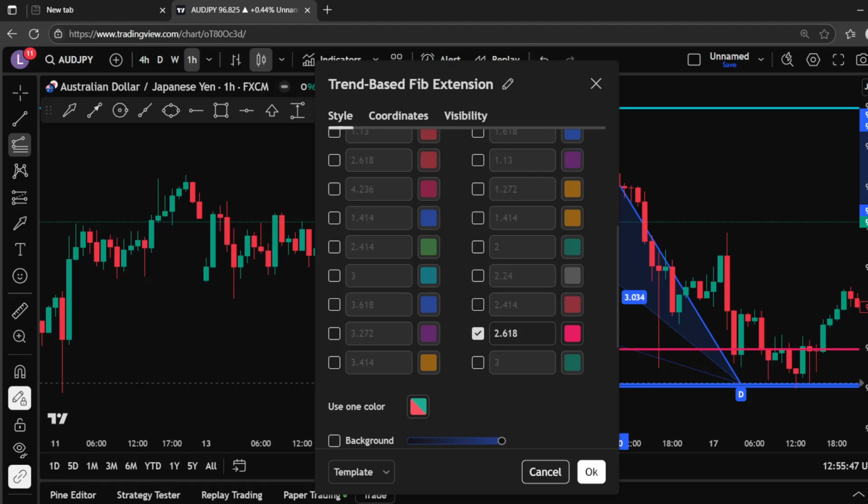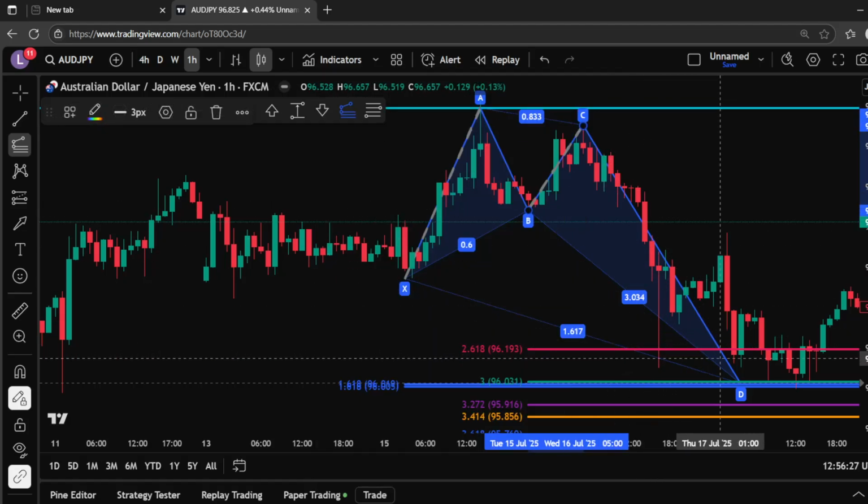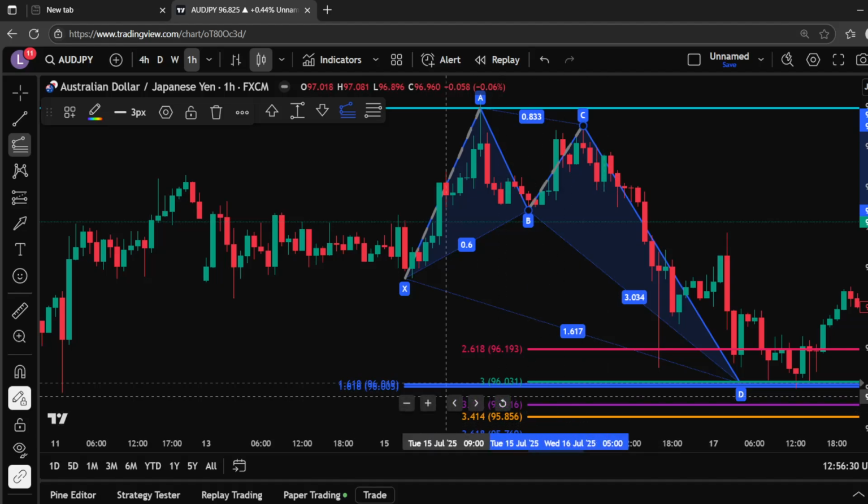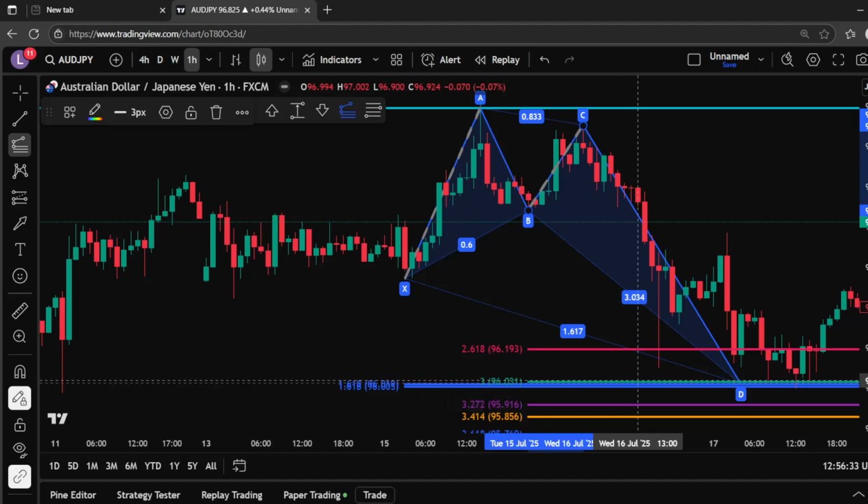So 2.618, for example, we need 3, we need 3.414, we need 3.272, and 3.618. So we need one of these numbers to align closely to the D leg. This number has to be before the 1.618 D completion. So let's look at these five numbers. Which of the numbers came very close to the D leg? As you can see, it is 3 right there.